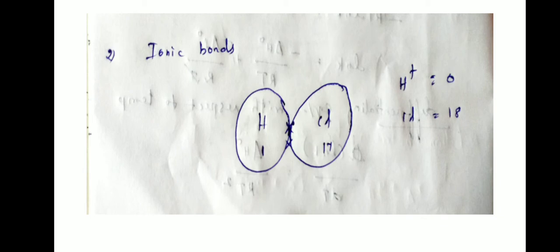Next one, ionic bond. An ionic bond is formed when one atom loses one electron and another atom accepts that electron. Hydrogen has atomic number 1, so 1s1; chlorine has atomic number 17. Hydrogen is converted to H+, meaning loss of one electron, and chlorine to Cl−, meaning gain of one electron. Chlorine then has a stable electronic configuration of 3s2 3p6, therefore forming an ionic bond.